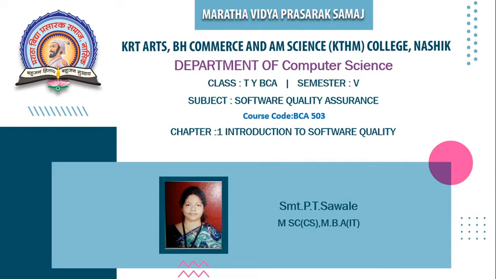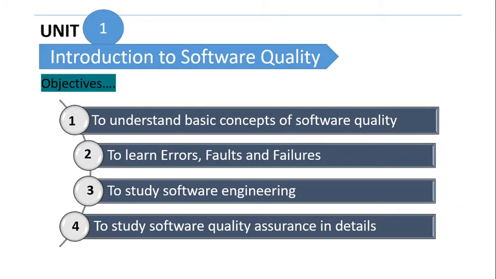Hello students, today we discuss chapter 1, Introduction to Software Quality. The objective of the first chapter is to understand basic concepts of software quality, to learn errors, faults and failure, to study software engineering, and to study software quality assurance in detail.